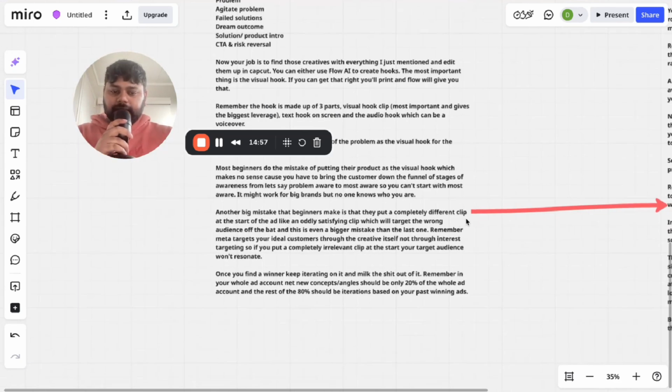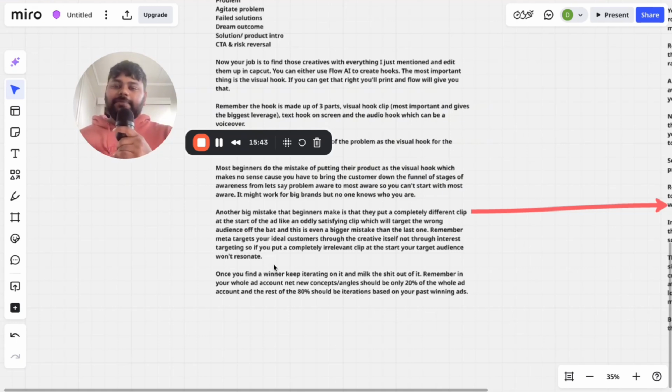Another big mistake that beginners make is that they completely use a different clip at the start of the ad, like an oddly satisfying clip, which can target the wrong audience off the bat. And this is an even bigger mistake than the last one. Remember, Meta targets your ideal customers through the creative itself, through interest targeting. So if you put a completely irrelevant clip at the start of the ad, your target audience won't resonate, right? If you put an oddly satisfying clip, like a slime clip, no one's going to resonate. People think that'll grab attention, but it grabs the wrong type of attention, right?